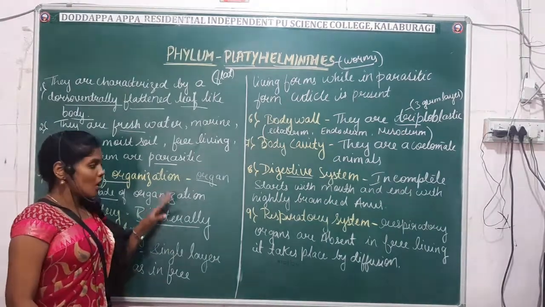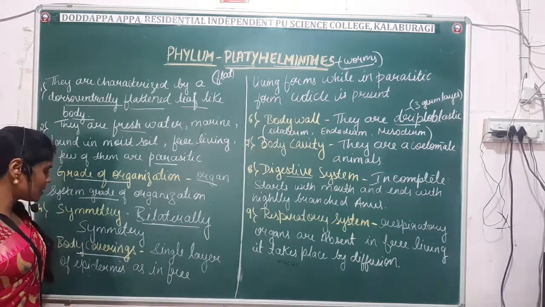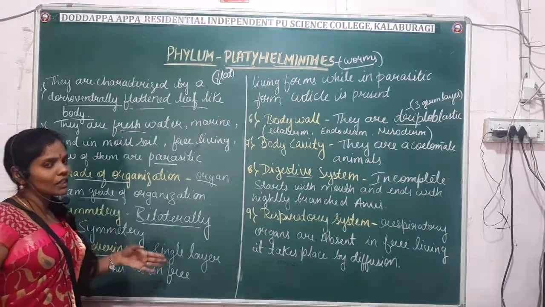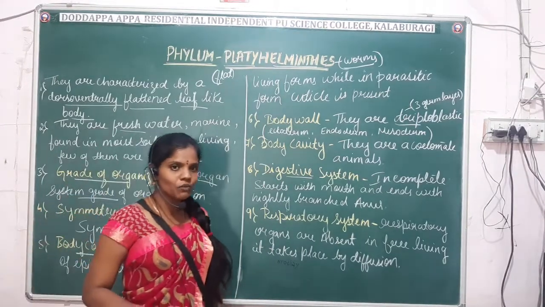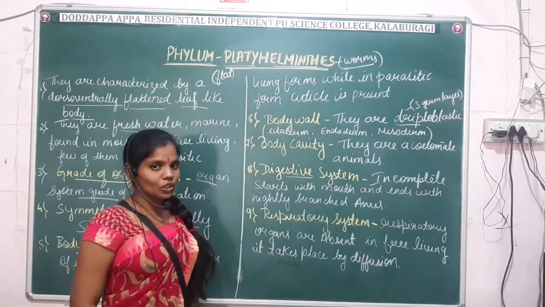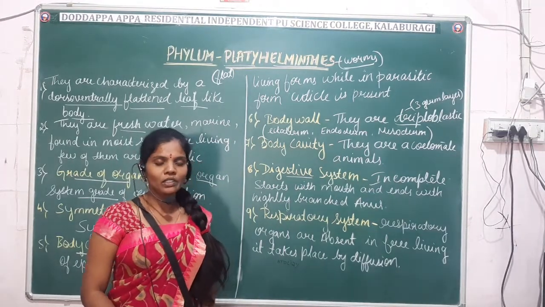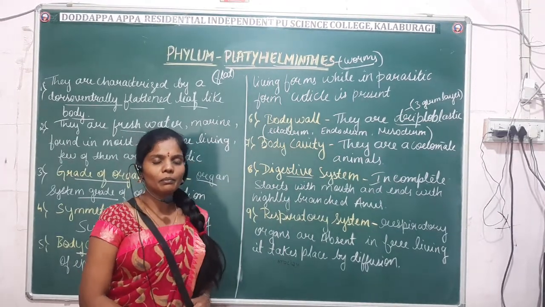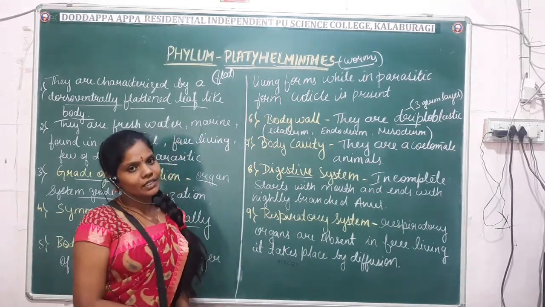They exhibit organ system grade of organization, and they are bilaterally symmetrical animals. In the free living form, the body is covered by a single layer epidermis, whereas in the parasitic form, it is covered by cuticle. They are triploblastic animals with three germ layers: outer ectoderm, inner endoderm, and middle mesoderm.